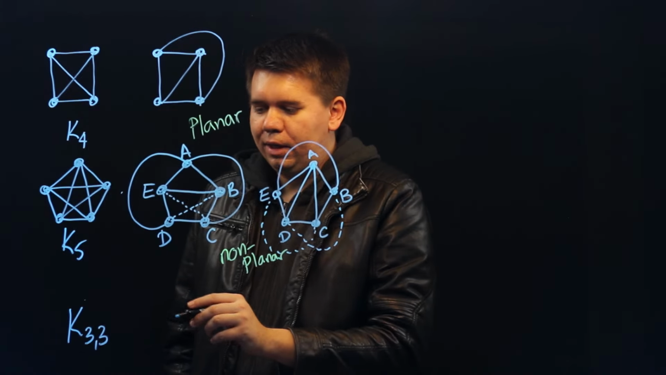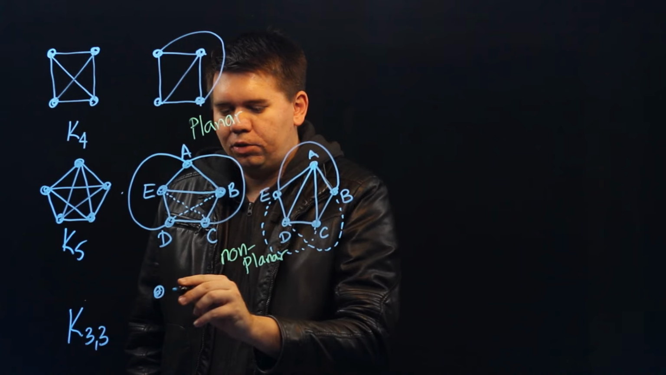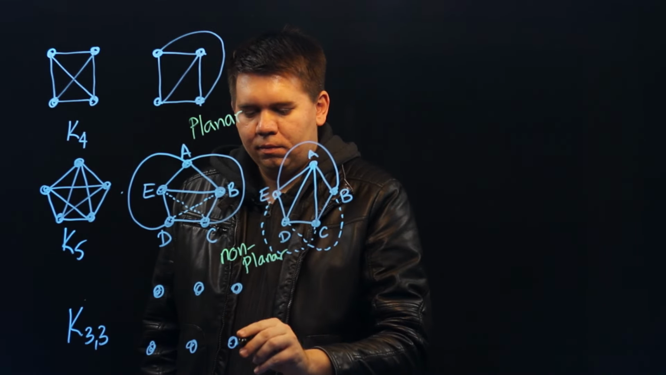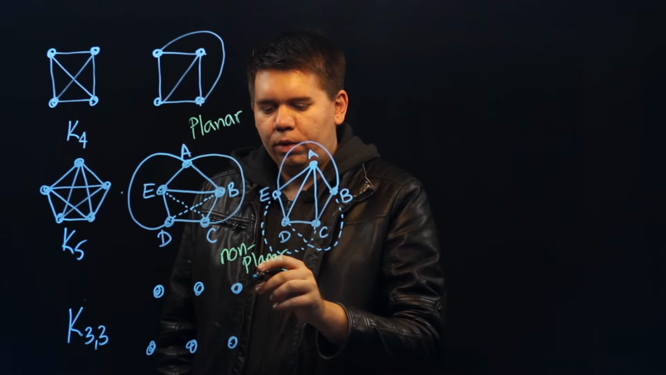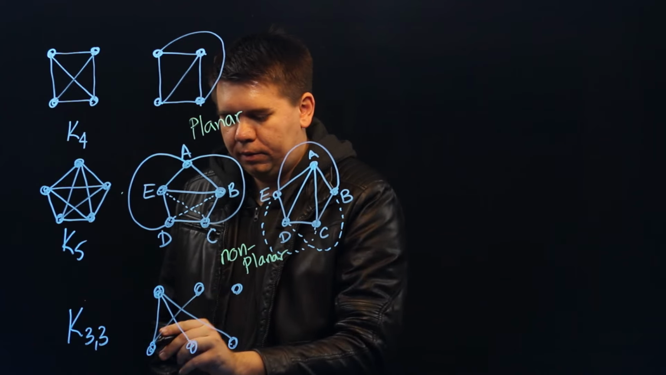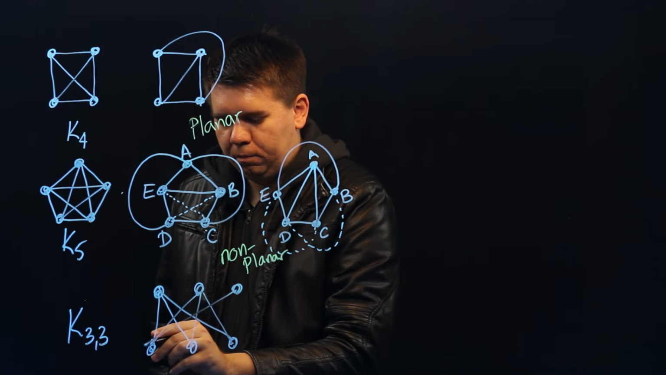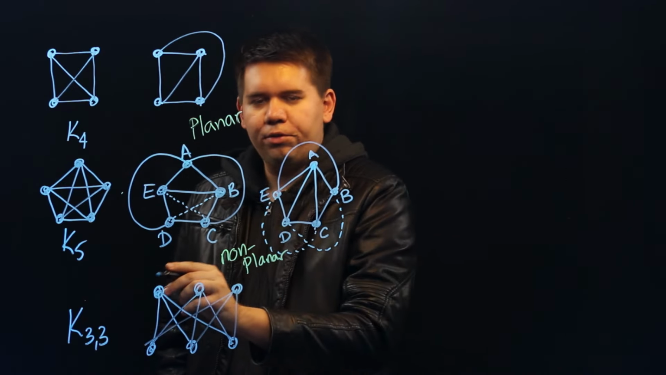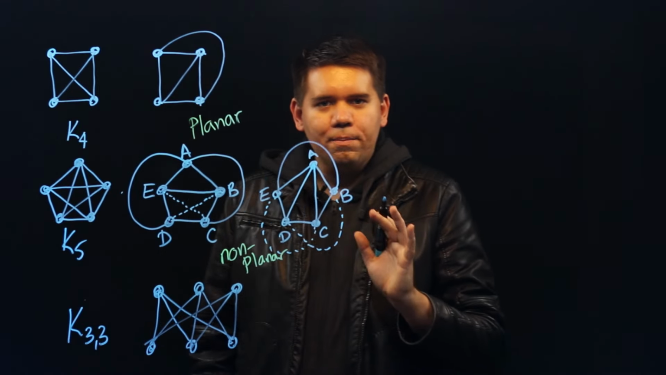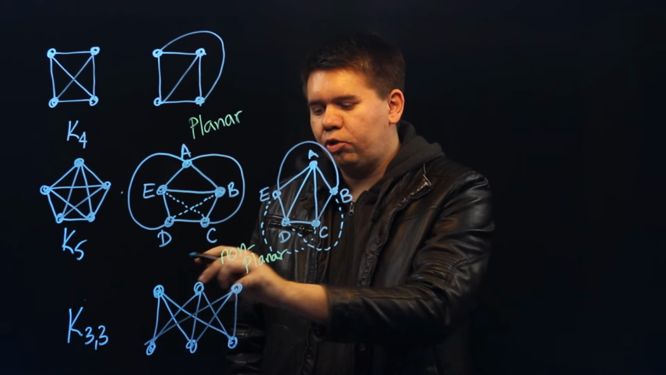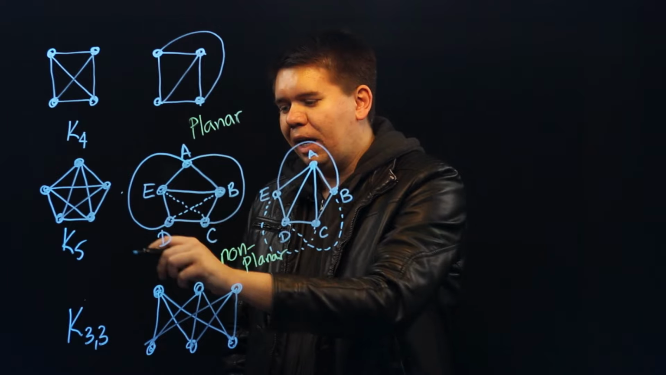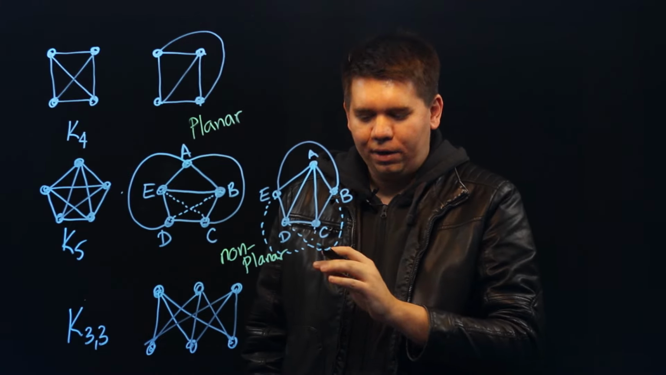We call it K33 because we partition six vertices into two sets of three. And then each vertex in one set, you connect to all of the vertices in the other set. But none of the three on top are connected to each other, and none of the three on bottom are connected to each other. Take a moment and convince yourself that there's no way to draw K33 to avoid these intersections between edges either. Like K5, K33 is also non-planar.